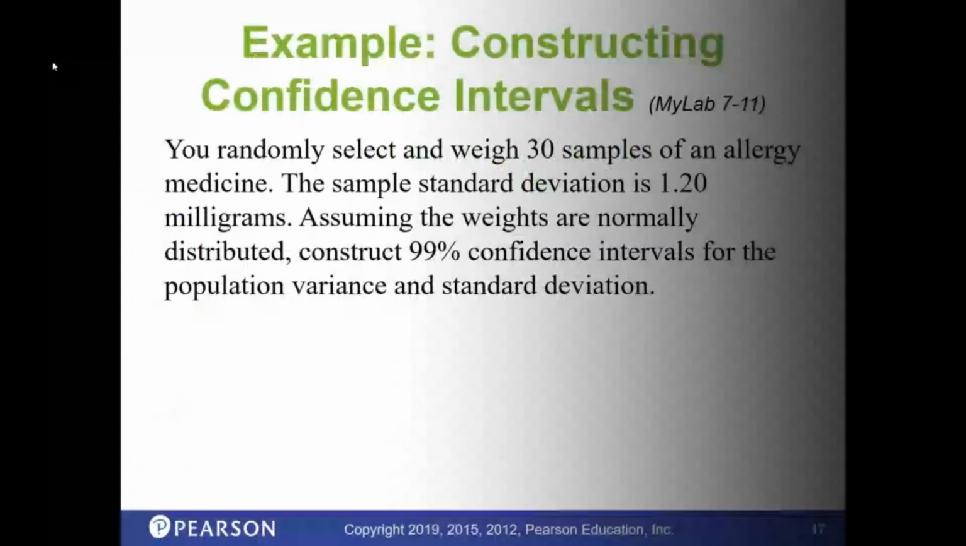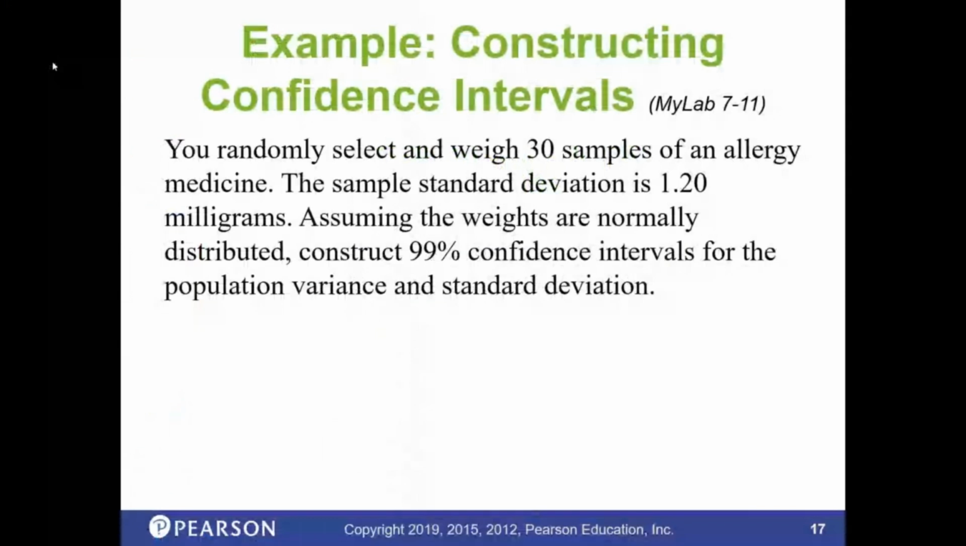So we randomly select and weigh 30 samples of an allergy medicine. Okay, so that first number, 30, what is that? N. That's our n. So that's telling me my df is going to be what? 29. Okay. All right, the sample standard deviation is 1.2. So that's s. Assuming the weights are normally distributed, construct a 99% confidence interval.